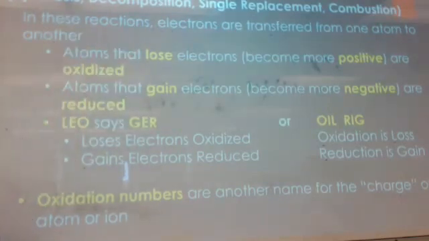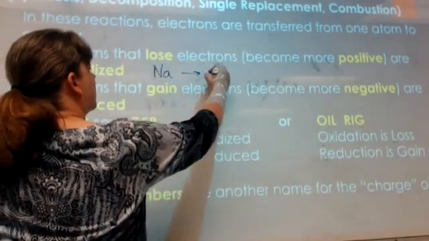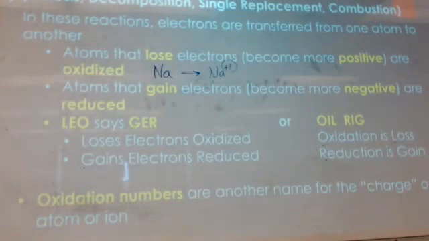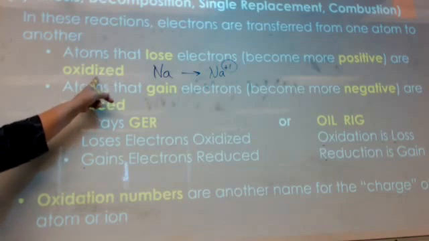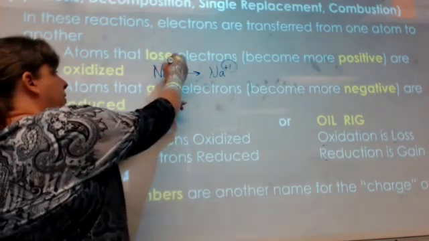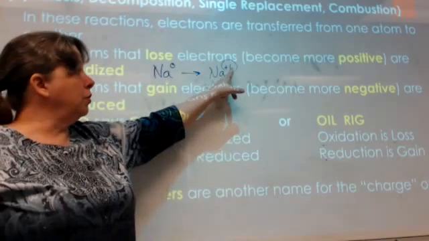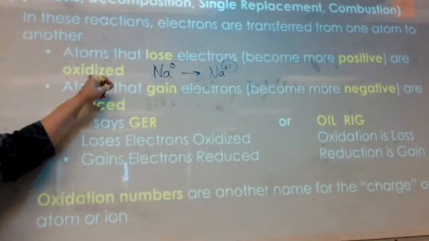Atoms that lose electrons, for example sodium, when it turns into an ion, loses an electron. Electrons are negative, so when you lose an electron, you become more positive. We call that oxidation, or oxidized. When sodium goes from no charge, I'm going to put a 0 here because a neutral atom has no charge, to losing an electron and becoming more positive, that is called being oxidized.